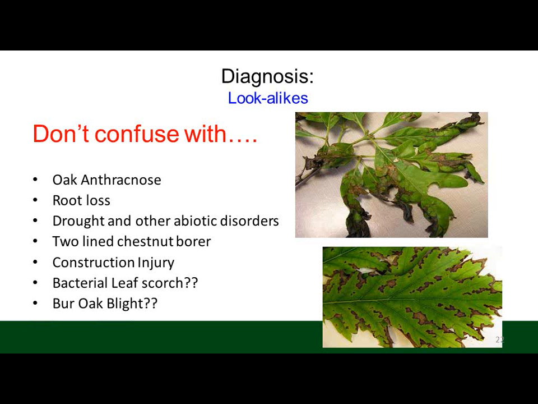One thing that I'll mention really quickly is that there can be a number of different look-alike problems or causal agents that may mimic oak wilt symptoms, especially to the untrained eye. Some of those that you can confuse these with might be other diseases like oak anthracnose, could be abiotic problems, construction injury, root loss, drought, two-line chestnut borer, bacterial leaf scorch, and Botryosphaeria blight.